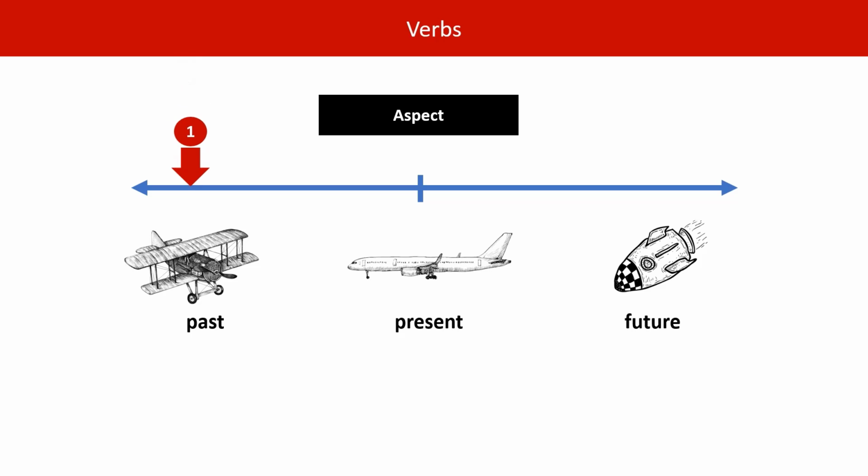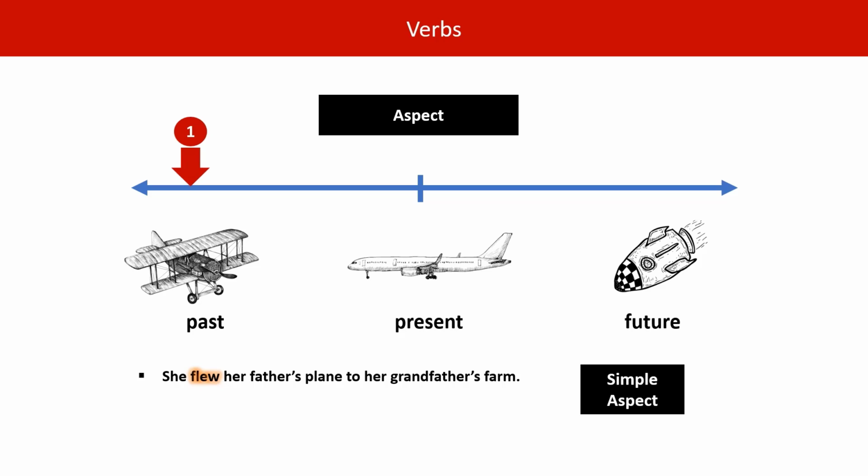Let's start with one completed activity in the past. She flew her father's plane to her grandfather's farm. One activity completed in the past. That is called the simple aspect. So this is an example of the simple past tense. But let's not forget there would also be a simple present tense and a simple future tense. And that is true for all of the aspects we're going to cover. But we're just going to concentrate on the past tense just to understand the concept.